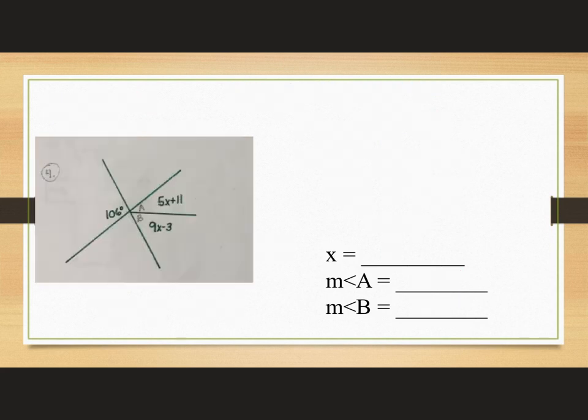All right, our final problem here that we're going to do together looks a little tricky, but it's really not that bad. We have to look carefully here to see what our angle relationship is. We know that this angle here is 106, and if we look, A and B are actually vertical angles with the angle 106. And vertical angles, remember, those are equal to each other. So when we set up our equation, we can say that 5x plus 11 plus 9x minus 3 equals 106 because they are vertical angles.